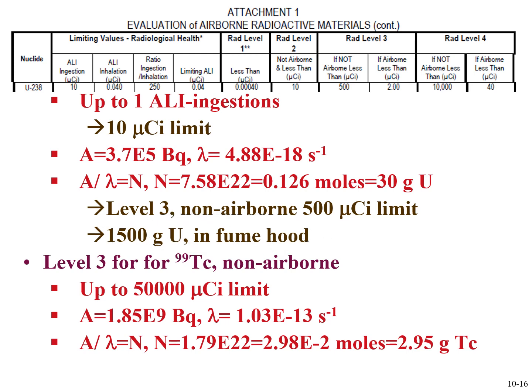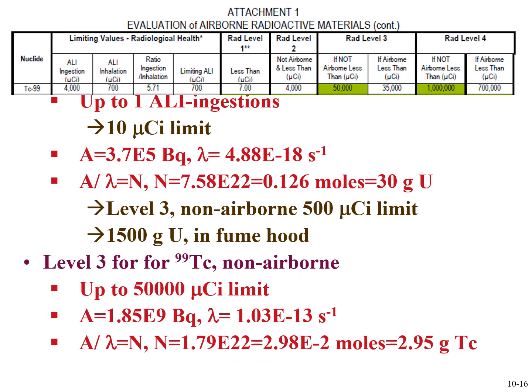We can perform the same sort of calculation for technetium. Here's the data for technetium-99. Let's say what's the value for a level 3 technetium experiment, non-airborne. I look at my table. I see that the value is 50,000 microcuries. And if you look at the data, it's either going to be the limit based upon the ALI or up to 50,000. So technetium hits that limit.